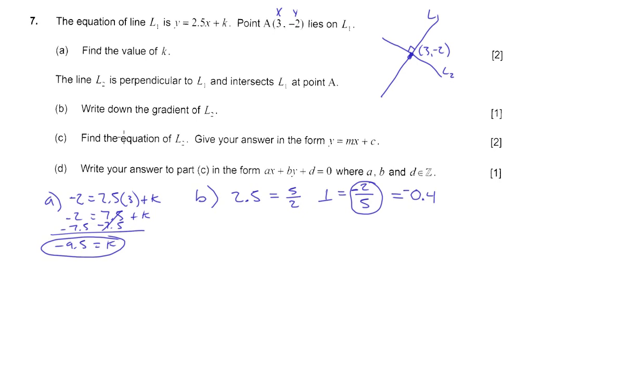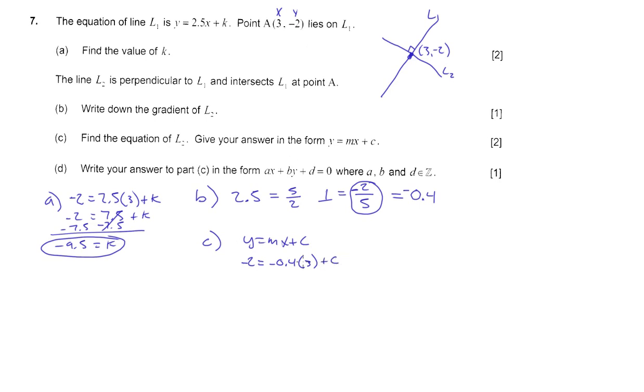Okay, so find the equation of L2. Give your answer in the form y equals mx plus c. So we could put this into the point-slope formula, or since they give us this formula right here, let's just use this one. So we've got y equals mx plus c. We know, again, it runs through this same point, (3, negative 2). So y is going to be negative 2, our slope is now negative 0.4, and our x is 3.